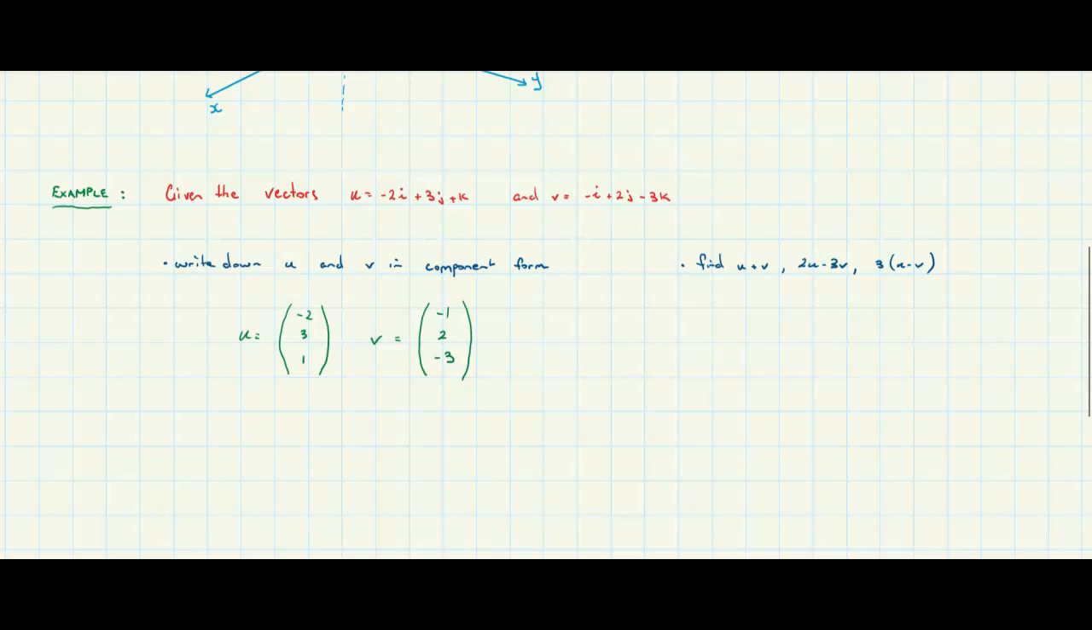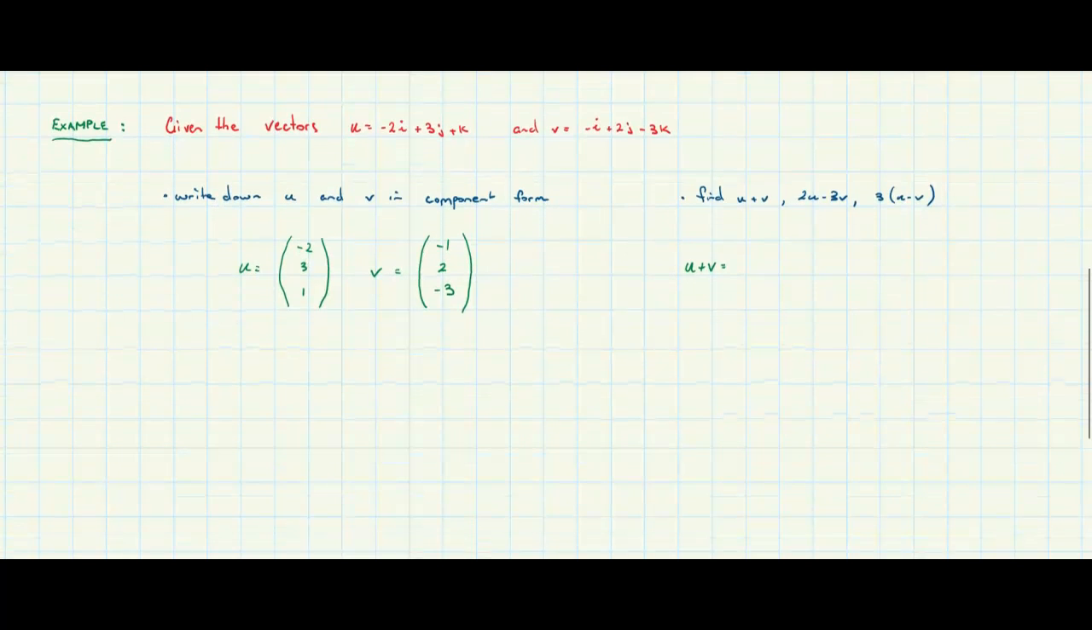So let's do u plus v firstly. That's going to be -2i minus i, so -3i, just collecting those base unit vector like terms. 3j plus 2j, so plus 5j. And then we've got k minus 3k, so minus 2k. Minus 3i plus 5j minus 2k. That is for u plus v.